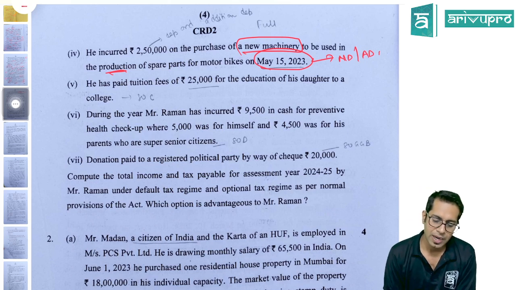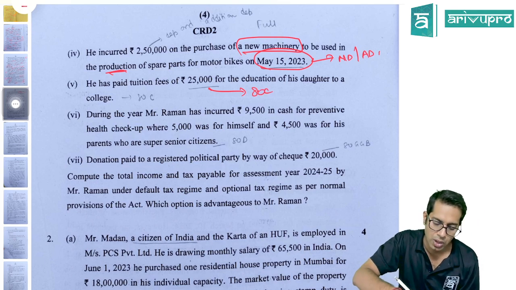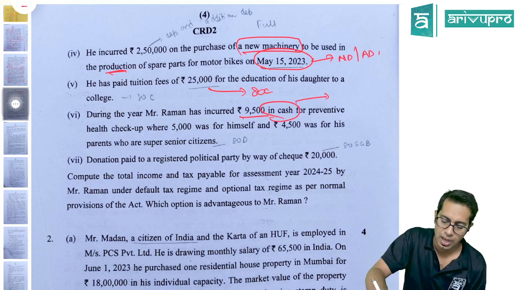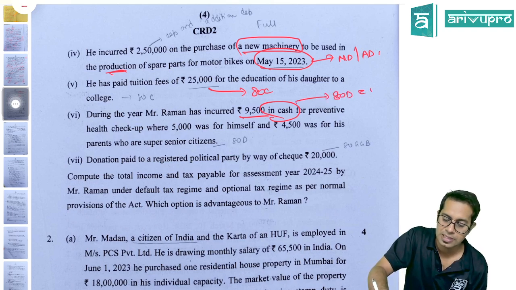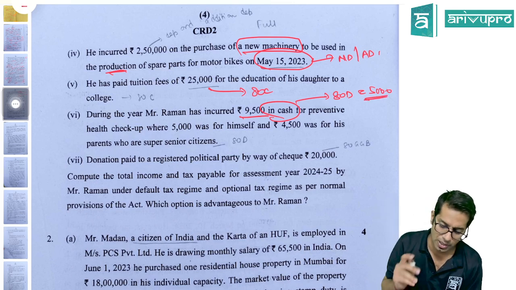Premises. He paid tuition fees of 25,000. Okay, tuition fees for daughter, 80C deduction will be allowed. During the year, Mr. Raman incurred 9,500 in cash for preventive health checkup. Under 80D, you will get a deduction of maximum 5,000 rupees. It does not matter whether you are paying in cash or you are paying by cheque.